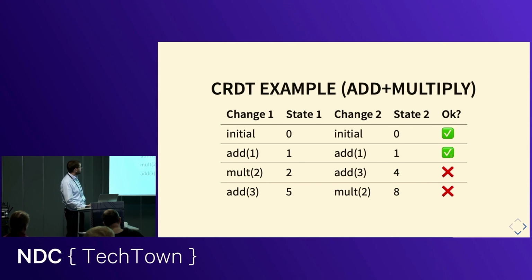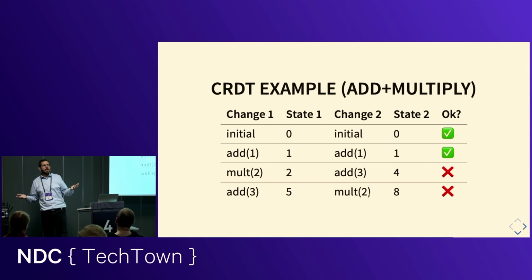Again, you add 1, you multiply it by 2, you get 2, you add 3, you get 5. Or you add 1, you get 1, you add 3, you get 4, and then you multiply 4 by 2, you get 8. They're not the same, so this wouldn't be a CRDT strategy for an integer.